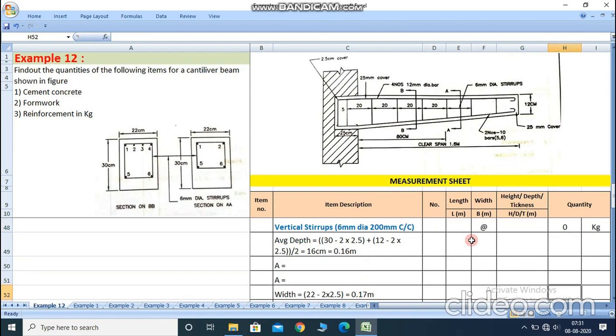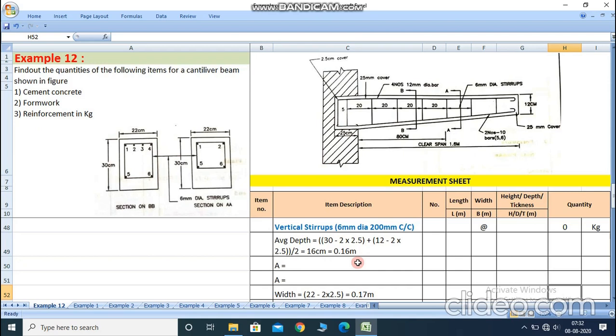Now next we start the vertical stirrups of 6 mm diameter bar, 200 mm center to center, means 0.2 meter center to center distance. Here average depth is 30 centimeter height minus 2 times cover at bottom and at the top, plus 12 centimeter height minus 2 times cover at the bottom and top, divided by 2. So the average depth of the vertical stirrup is 16 centimeter, equal to 0.16 meter.